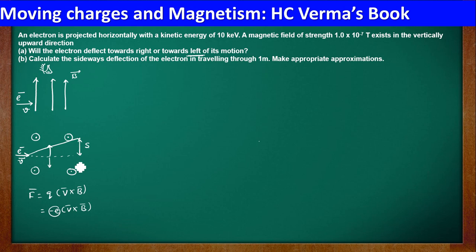That's what he's asking. He's asking us to find the deflection of this electron in that direction, the sideways deflection of the electron, when it is traveling a distance of 1 meter in this magnetic field. So let us find out the acceleration. What is the force here? Force is minus e v cross b. If I look at the magnitude, it will be evb.